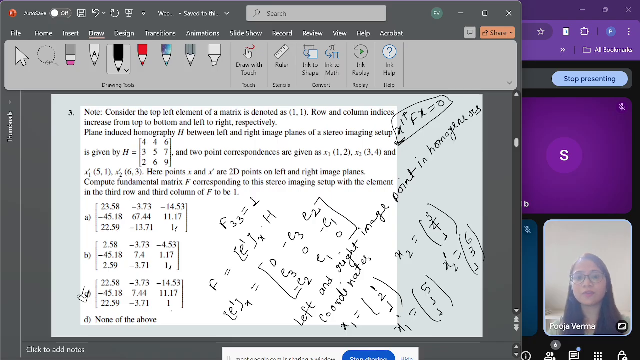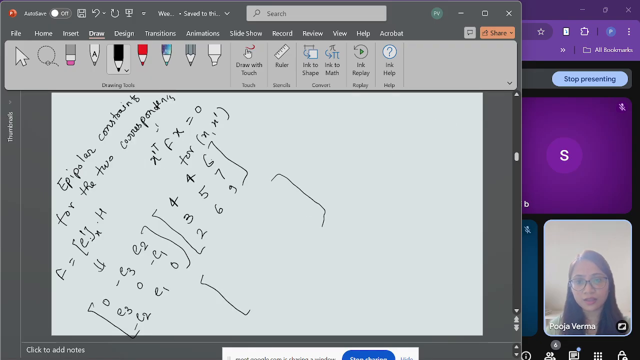The other way, if you want, you can solve it that way also. As I have told you, just multiply these two matrices, make the equations, and solve these equations for E1, E2 and E3 values. Put them in this equation, and finally you will get the fundamental matrix. So this is one way, and the other way is to go with the options. Whatever is suitable for you, you can go with that.